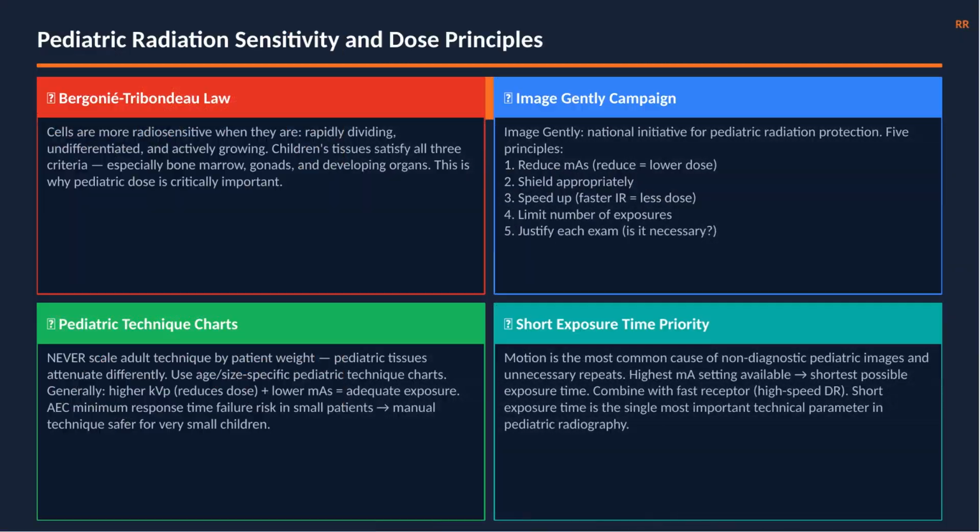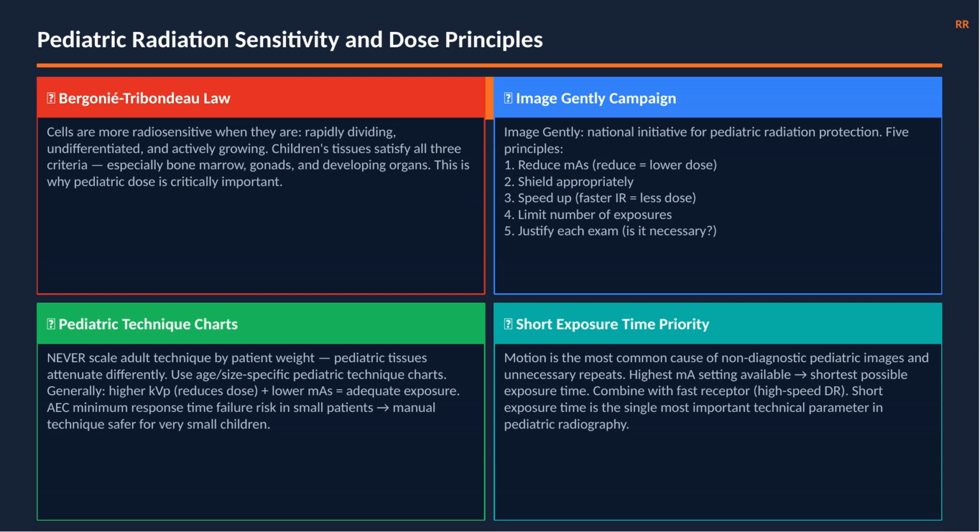Why pediatric radiation dose matters more than adult dose. Bergonié-Tribondeau law. Cells are most radiosensitive when they are rapidly dividing, undifferentiated, and actively growing. Children's tissues satisfy all three criteria throughout childhood, especially bone marrow, gonads, lens of the eye, and thyroid. Children are estimated to be 2 to 3 times more radiosensitive than adults for the same dose.